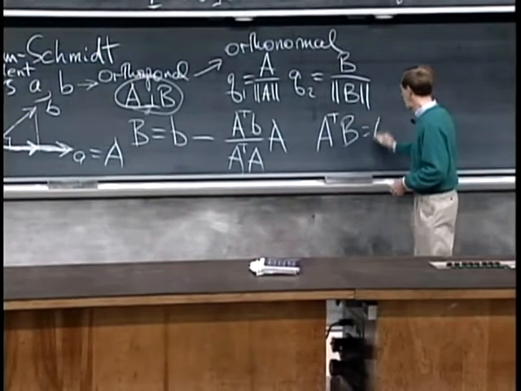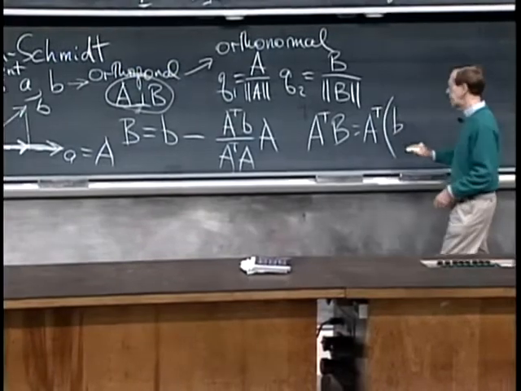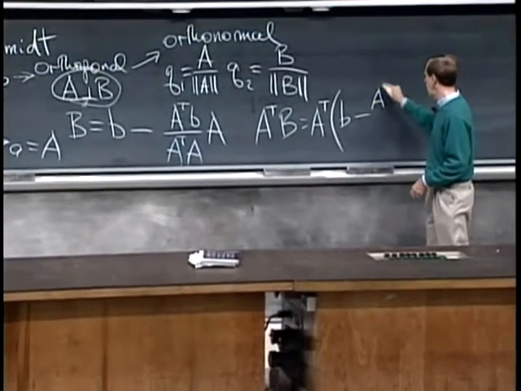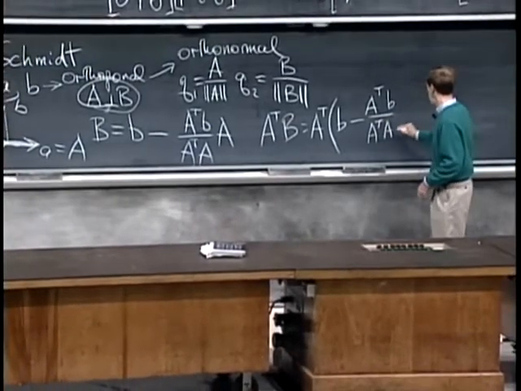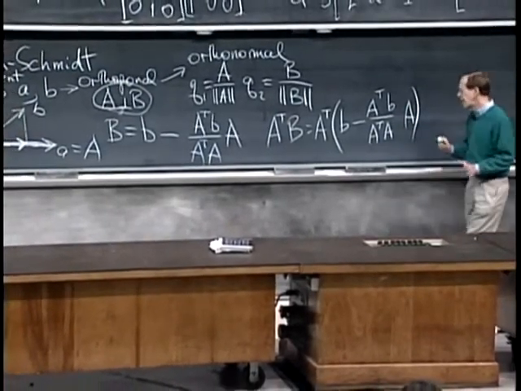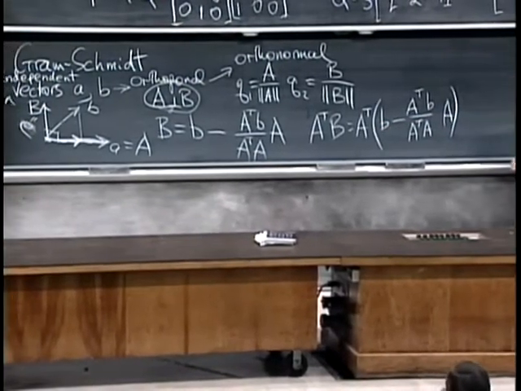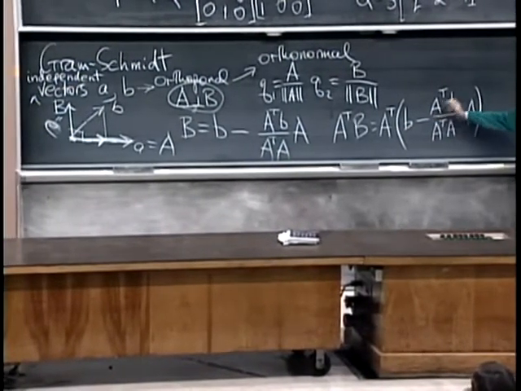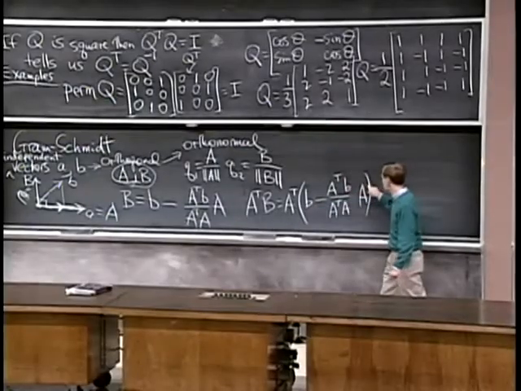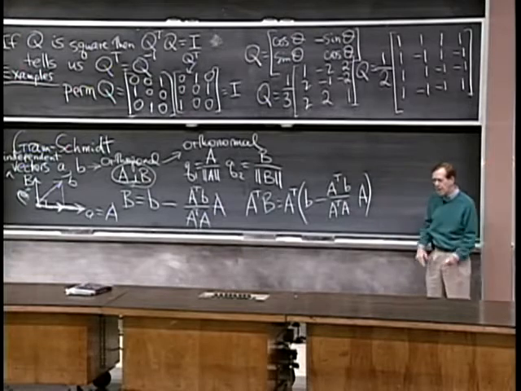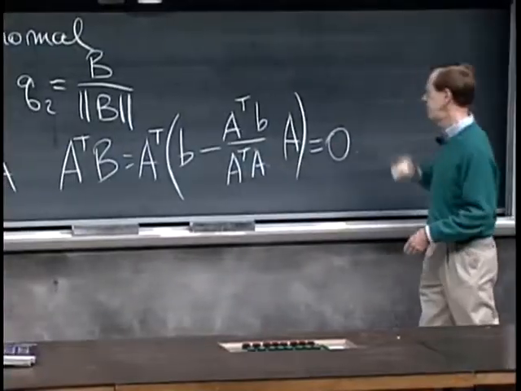So this is A transpose times, now what did we say B was? We start with the original B, and we take away this projection. And that should come out 0. Well, here we get an A transpose B minus another A transpose B, and it's an A transpose A over A transpose A, a 1. Those cancel, and we do get 0. Right.